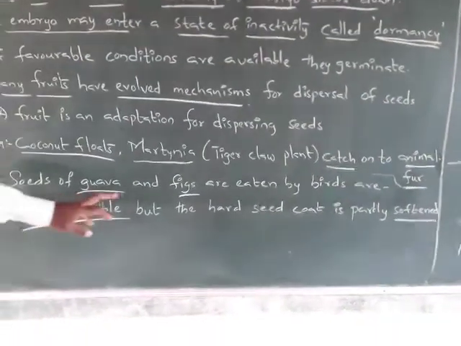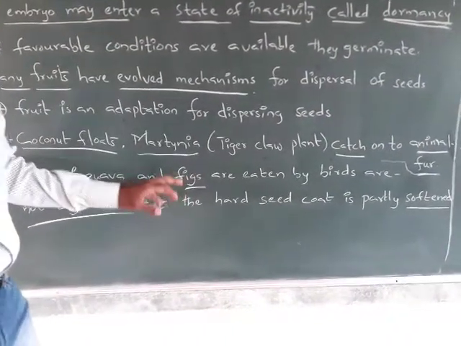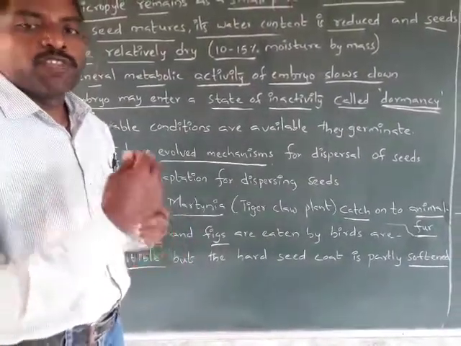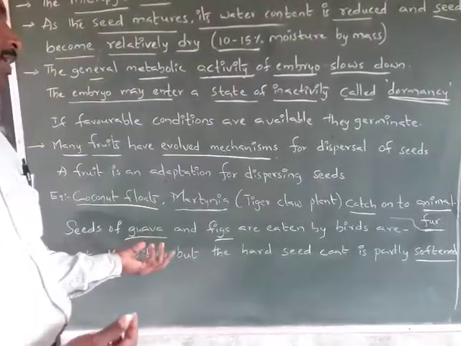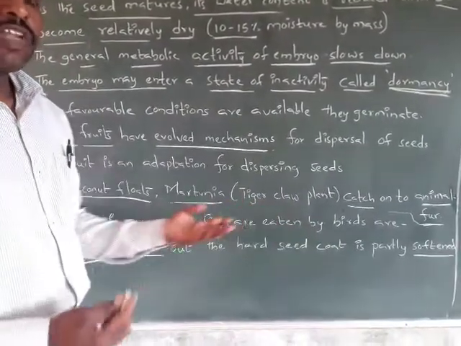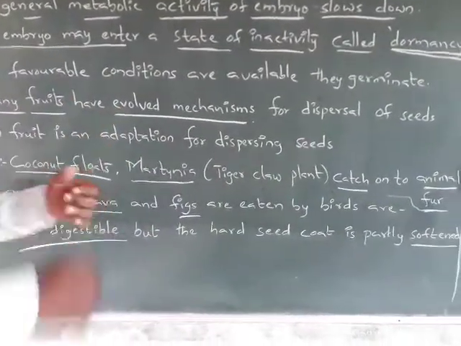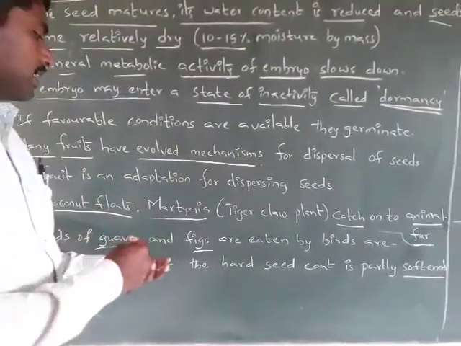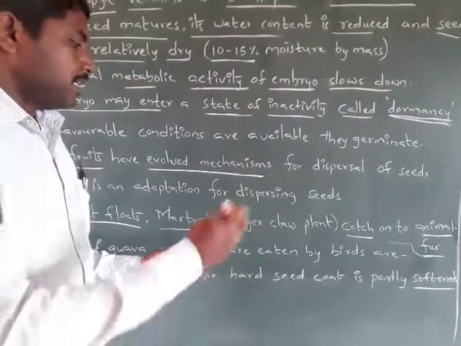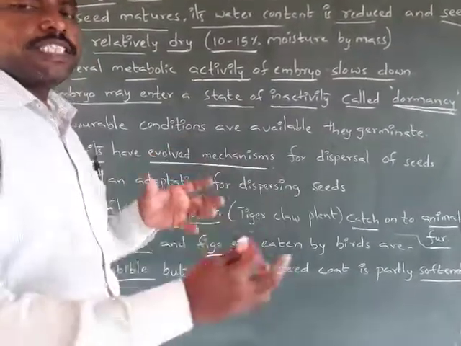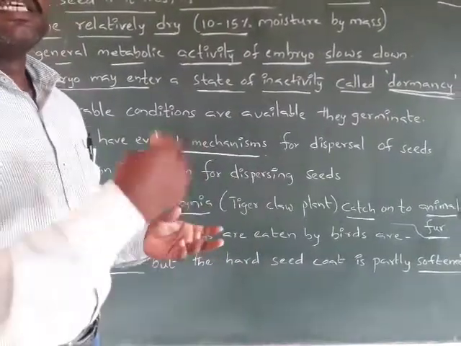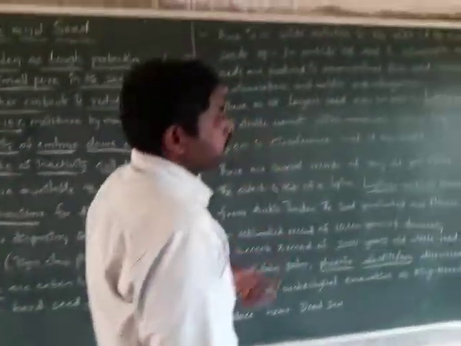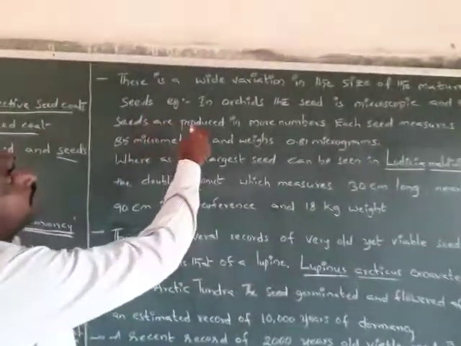Here, the seeds of guava and figs are eaten by the birds, but the seeds are indigestible to the birds. So the seeds are partially softened, and the extracts of these seeds are released onto the earth, which is in favorable conditions. The seeds germinate on the earth.